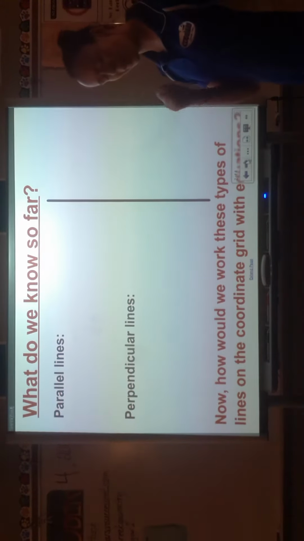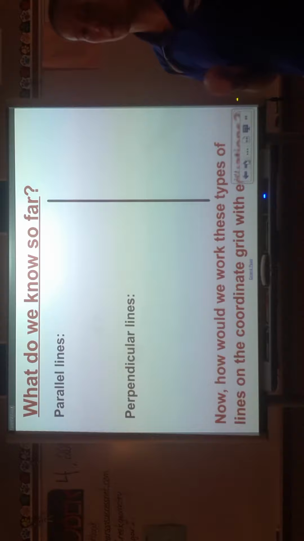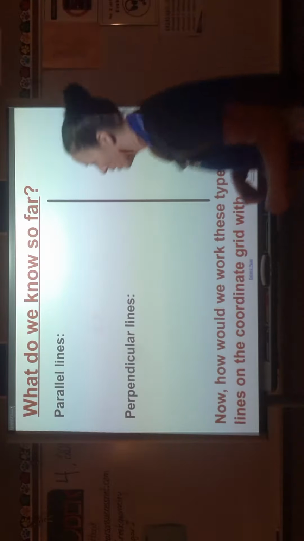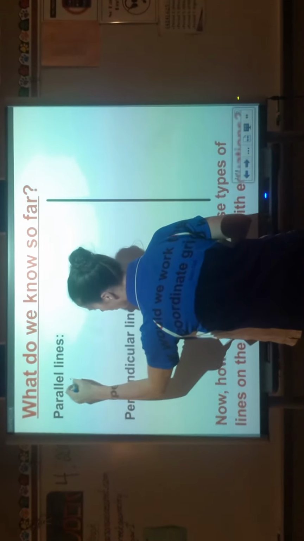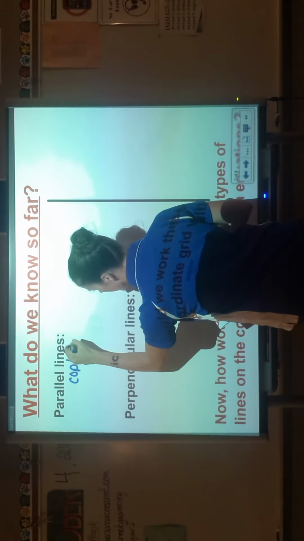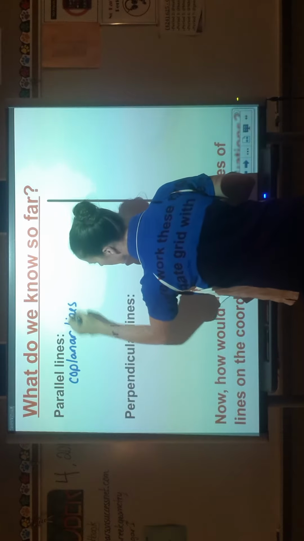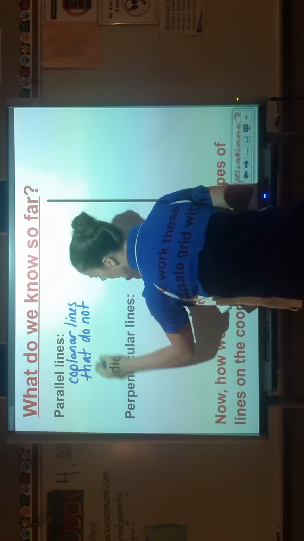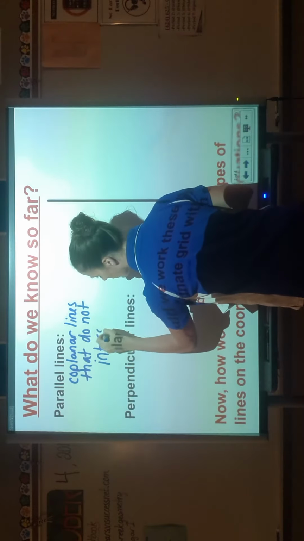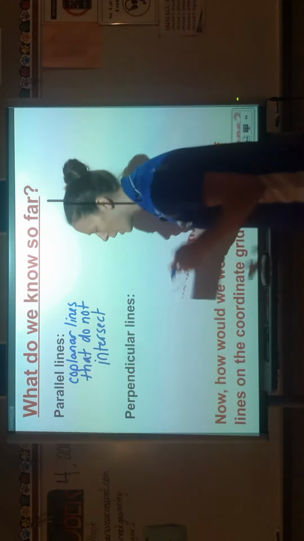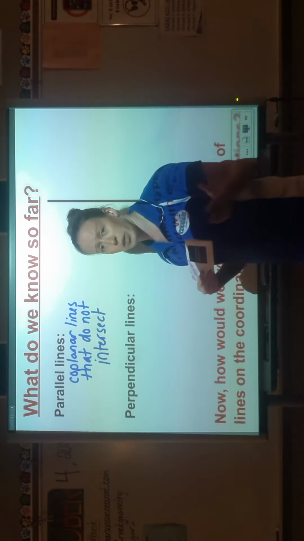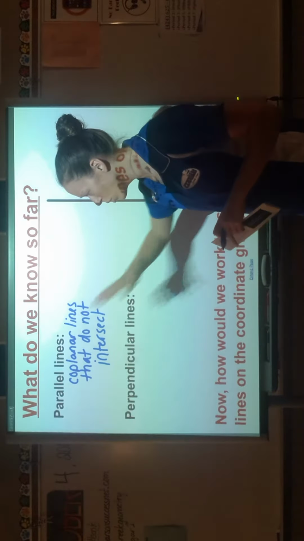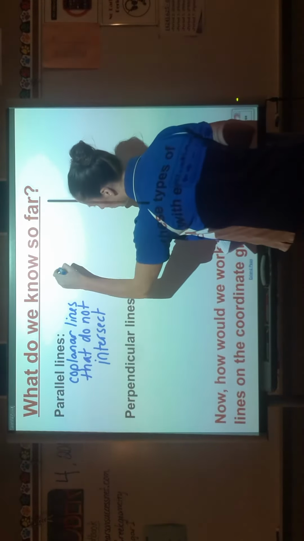First off, think about what you already know about parallel and perpendicular lines. Think about the notation. Think about a picture of what it would look like. Okay? We know that parallel lines are coplanar lines that do not intersect. Thinking coplanar versus non-coplanar lines that don't intersect, that's your skew lines. Parallel, strictly coplanar. A picture, what would that look like?